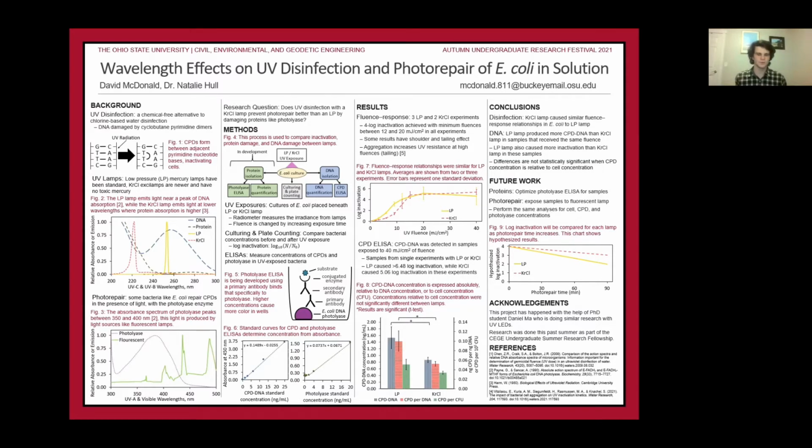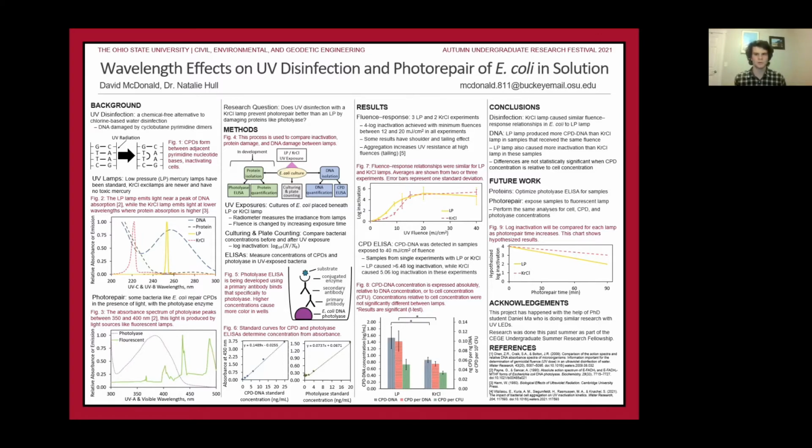One mechanism for UV disinfection is through DNA damage, which occurs when cyclobutane pyrimidine dimers, or CPDs, form between two pyrimidine nucleotides in a DNA sequence, as you can see in Figure 1.